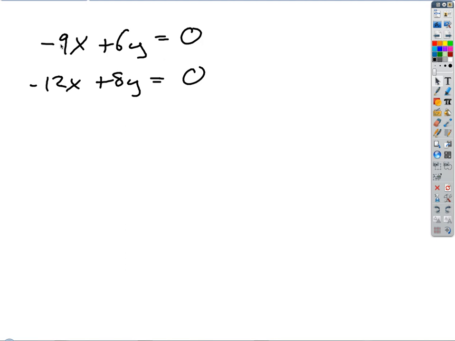My goal is to get one of the two variables to drop out. What about the x's? What's the smallest number that both 6 and 8 go into that you can think of? 24. Okay. So I want to get a positive 24 and a negative 24 then. Let's multiply the top by positive 4, how about? Okay.